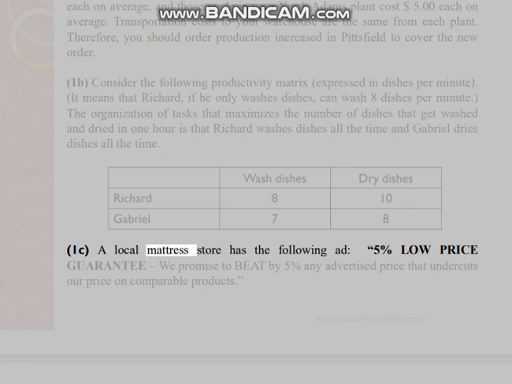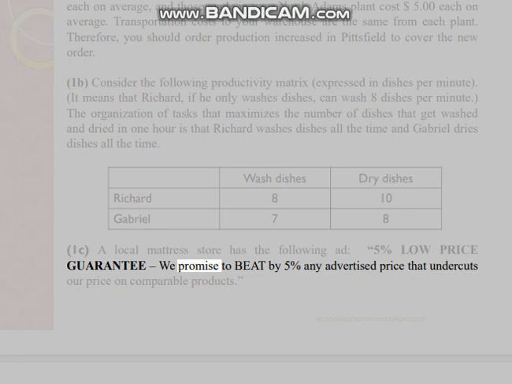1C. A local mattress store has the following ad: 5% low price guarantee. We promise to beat by 5% any advertised price that undercuts our price on comparable products. Washed dishes, dry dishes. Richard 8, 10. Gabriel 7, 8. Low price guarantees can sustain high prices.